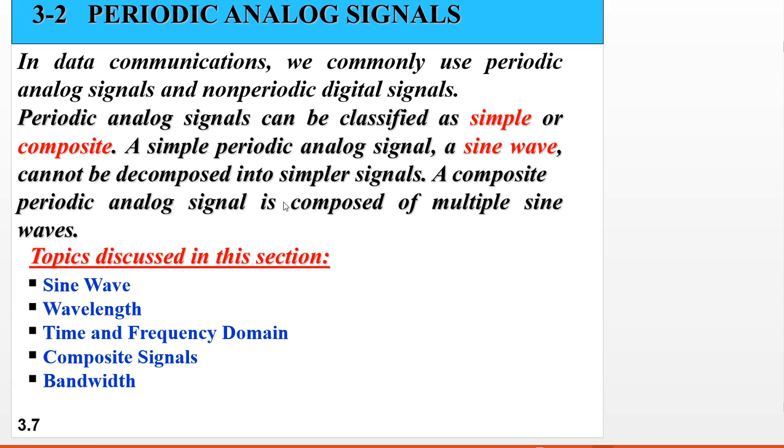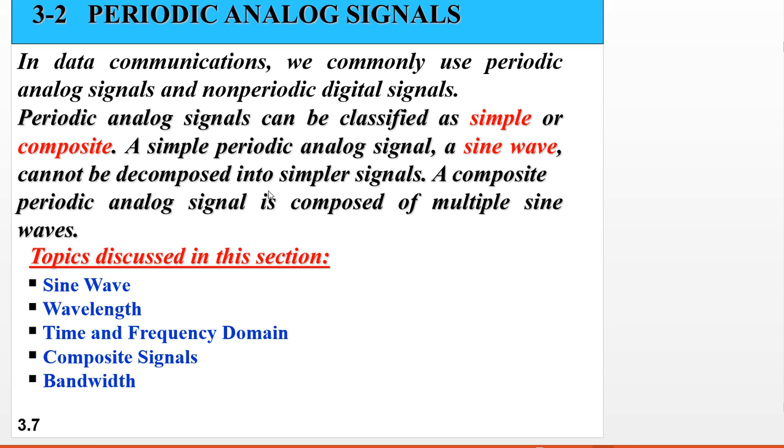Because periodic analog signals need less bandwidth. Periodic analog signals need less bandwidth, that is the reason we use periodic analog signals. And why do we use non-periodic digital signals? Because non-periodic digital signals can represent variation in data. That we will discuss in later chapters, what is variation in data and what is less bandwidth and all. Fine, now just understand that in data communication we are using periodic analog signals and non-periodic digital signals.